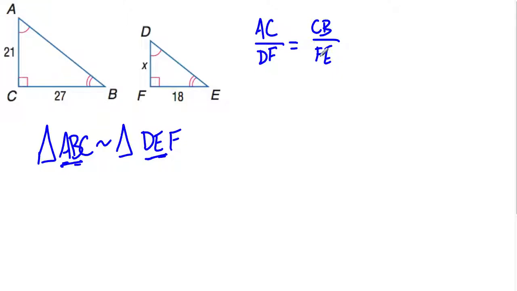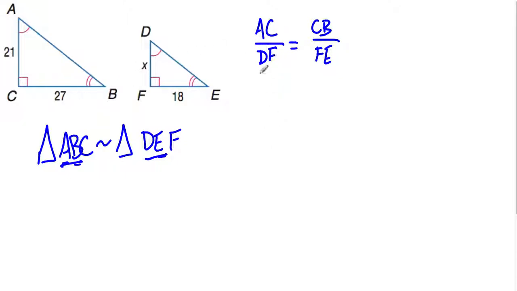It doesn't matter which one you put. You can put small first, small in the numerator, large in the numerator. It does not matter. But what does matter is you have the same in the same position. So AC and CB, they both need to be in the numerator because they're both from the same triangle. DF and FE need to be in the denominator because they're both from the same triangle.